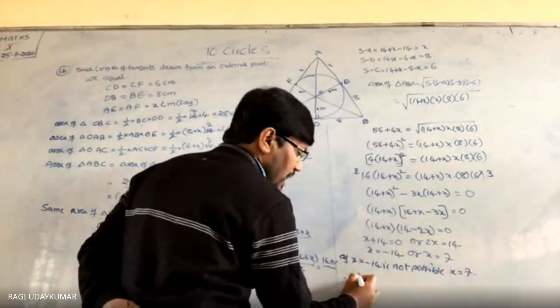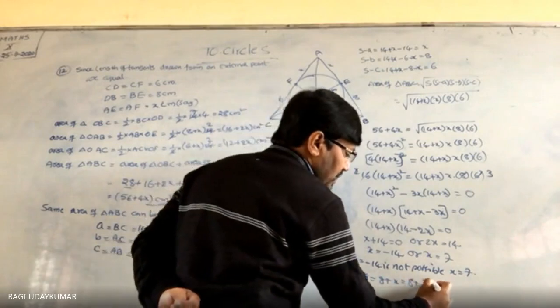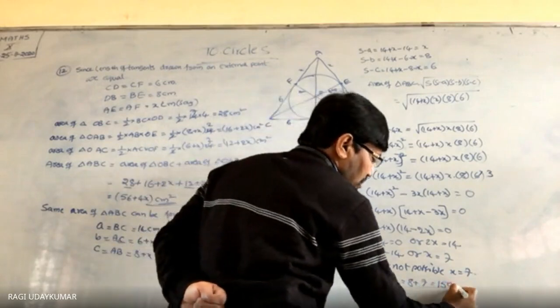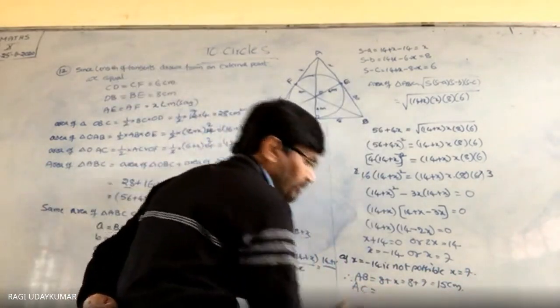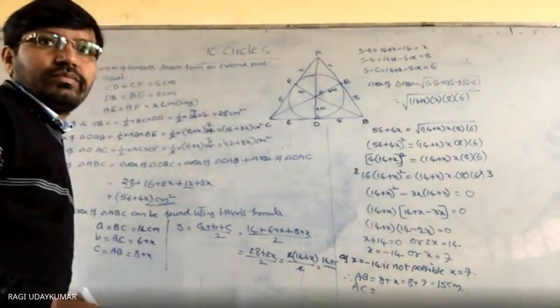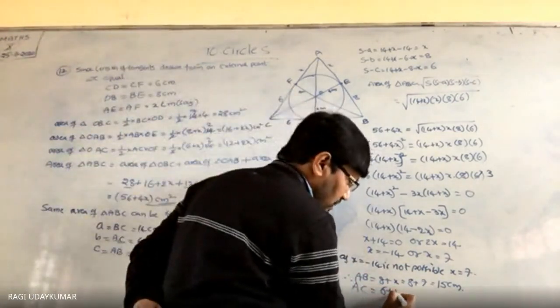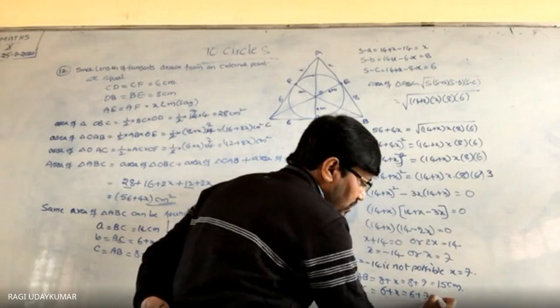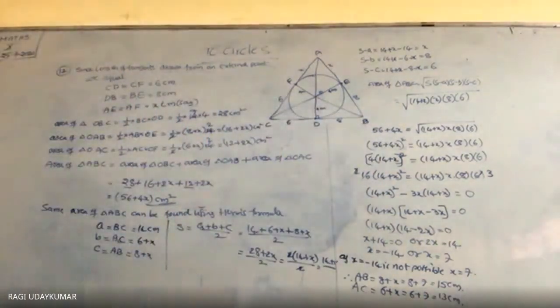So therefore AB is equal to 8 plus x, which is equal to 8 plus 7, which is equal to 15 centimeters. AB, and AC is equal to 6 plus x, 6 plus 7, 13 centimeters. Problem is lengthy, but not complicated. So once again I will explain to you.